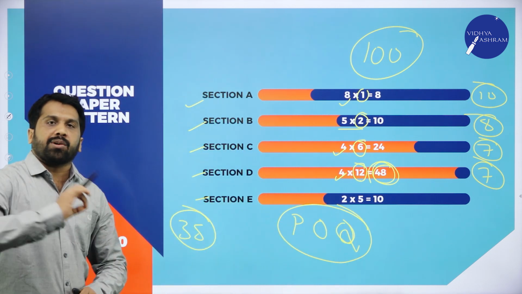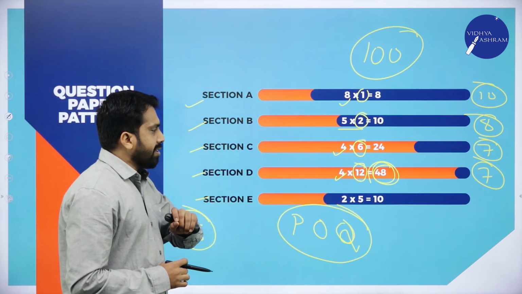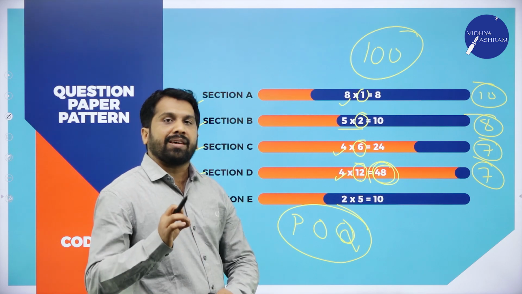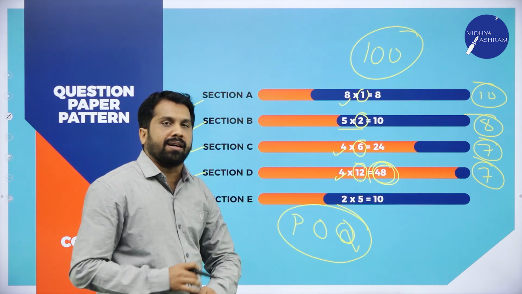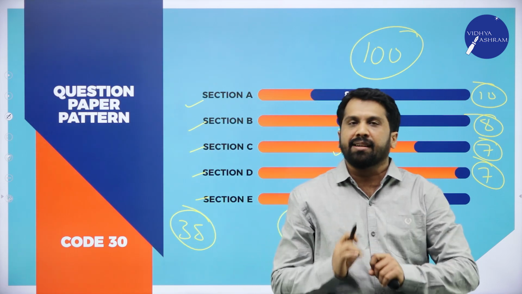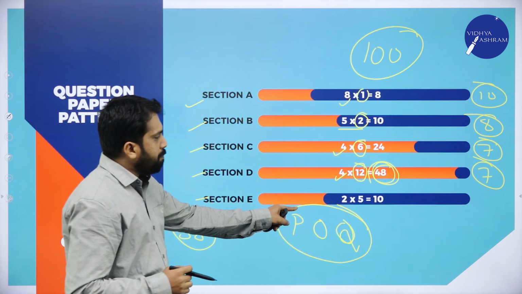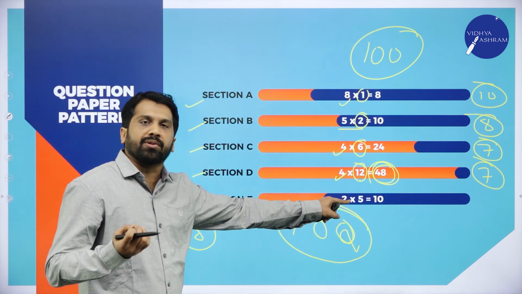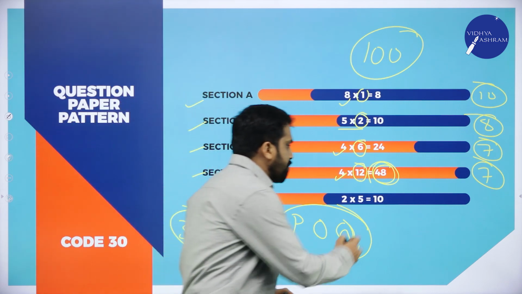Simple. In accountancy, without using a calculator, you can do this. You can easily score 10 marks. How? Just write the format, the pro forma. It is so simple and easy to score 10 marks from POQ.